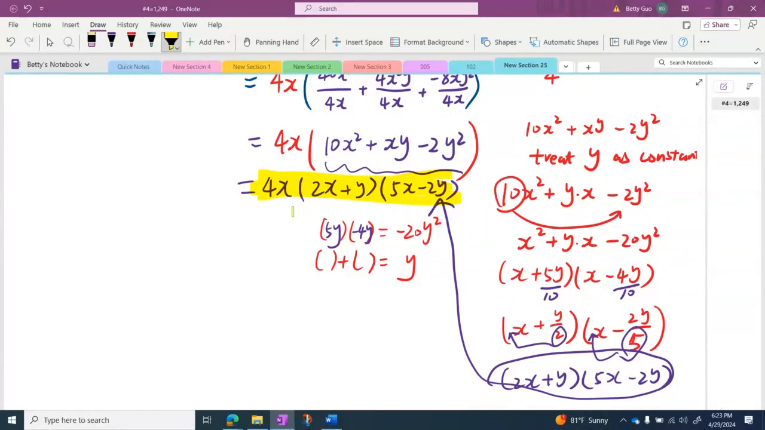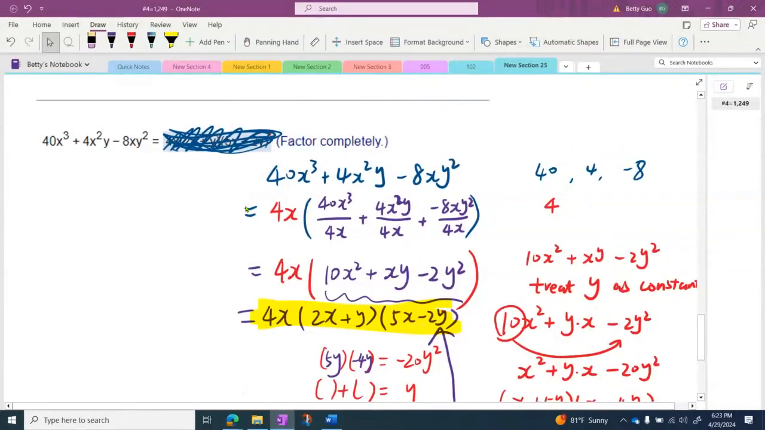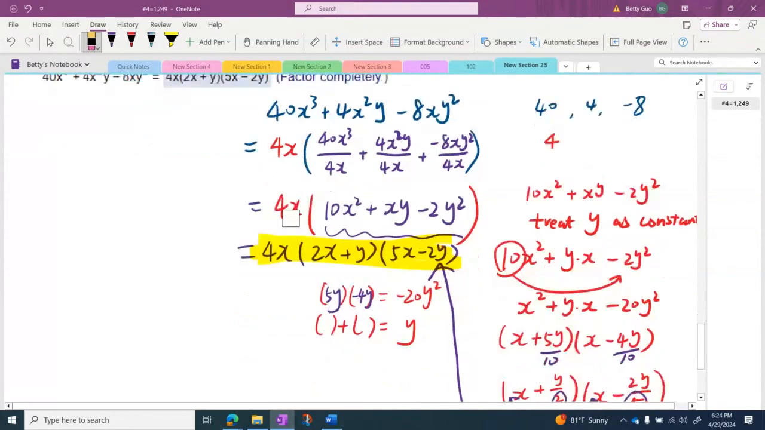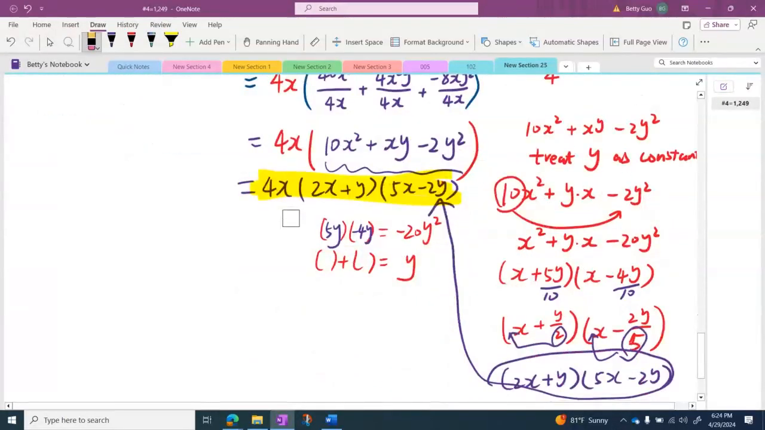Well, this is a challenging problem. I'm not sure if you have this problem in the test. Let me know if we do have this. I'll consider waiving the point. So let's see if it is the same as our answer. 4x outside and then 2x plus y times 5x minus 2y. Exactly the same. But it is challenging because it has two variables. It's doable if you can see y as the constant.